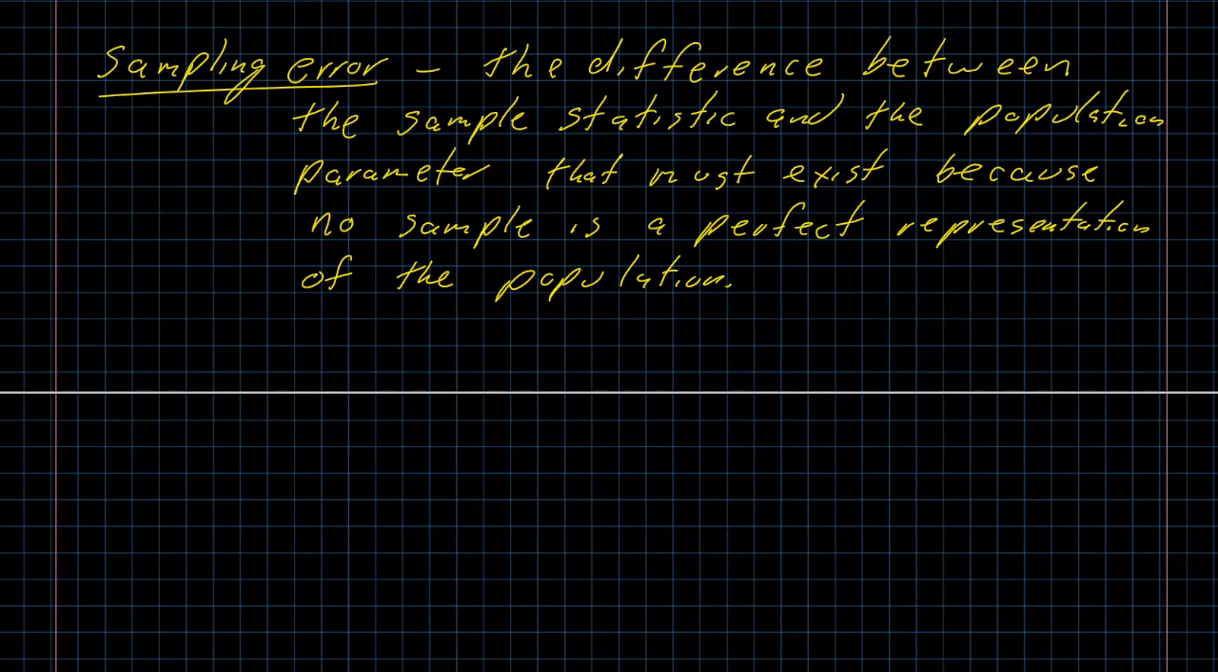We have danced around this idea all semester. We want to be able to predict the sampling error, the difference between the sample statistic that we calculate and the population parameter that we are trying to measure, that we know must exist because no sample can ever be a perfect representation of the population. Sampling always loses information, and we want to know how bad is it.